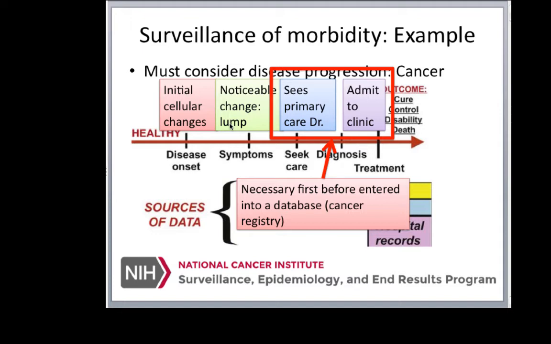On the exam, would you be necessarily looking for initial cellular changes, noticeable change in them, or would it just be like disease onset symptoms, seek care, diagnosis, treatment? Like, are you looking for specifics? Oh, like on exam, would I be asking you to name the different stages, for example? Not necessarily. But in order to be able to think about other methods like screening, for example, which we're going to talk about next, you should be familiar with the stages. Yeah, I think that's important.